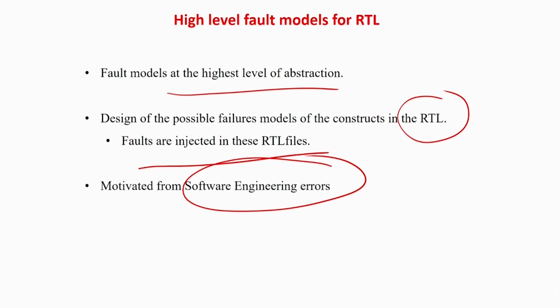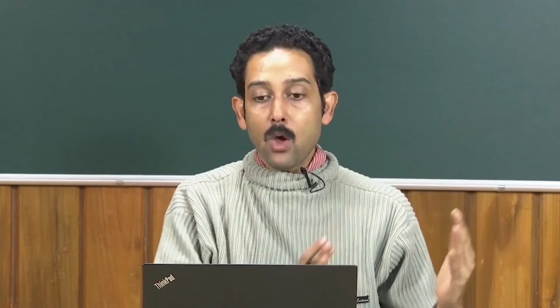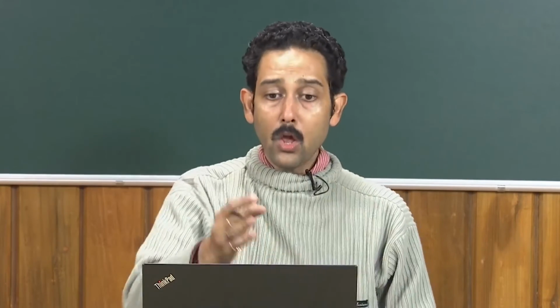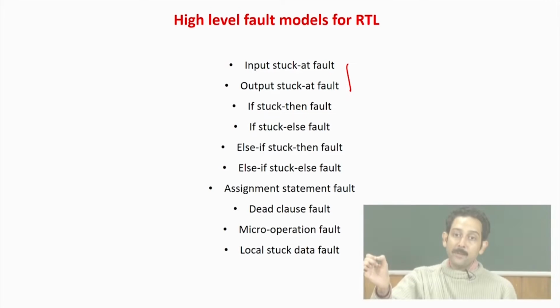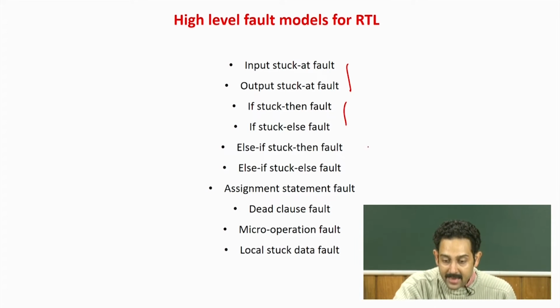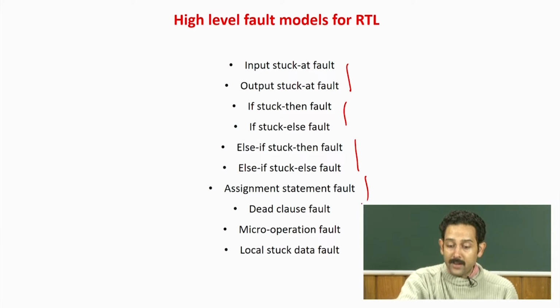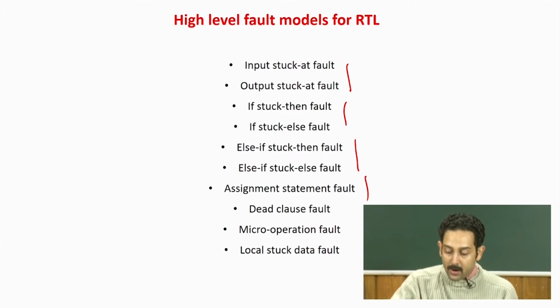Then people are trying to find out how the correlation can happen at the real gate level and the transistor level. That is the idea of research when you are thinking about testing of very complex circuits and the fault models at those levels. So there are different fault models: input stuck, output stuck. Again I am emphasizing that it is the whole input taken together, so all the input bits will be 0 or all the input bits will be 1. We cannot have any intermediate values in between. Then if stuck, else if stuck, assignment failure, dead clause failure, and so many fault models are there. I will discuss the most important of them, but they are all motivated very much from the software engineering perspective, that is from the code, because RTL itself is a code in that manner.